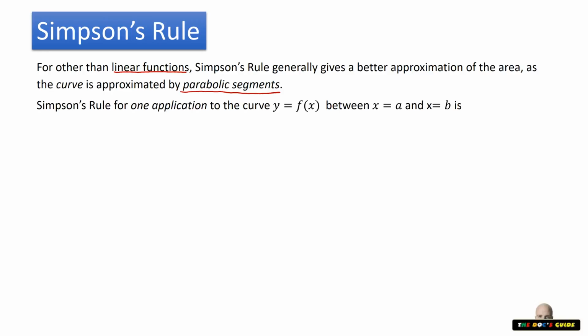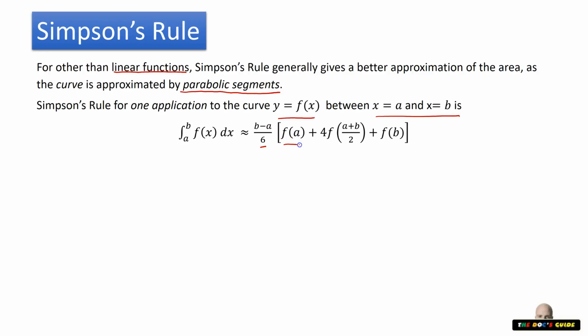Now Simpson's Rule for one application to this curve between x equals a and x equals b is given on your reference sheet as this. Now we don't have to know the derivation of this, which is just as well, it's not easy, but what it says is that if you look at the ends of the application, so the two values at the end, then it's the difference between those divided by 6, and then the function of one end, function of the other, and 4 times the function of the midpoint.